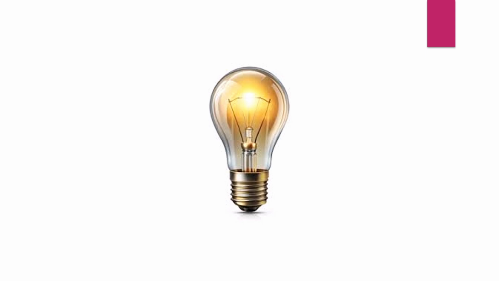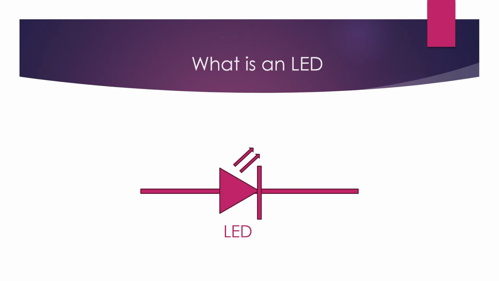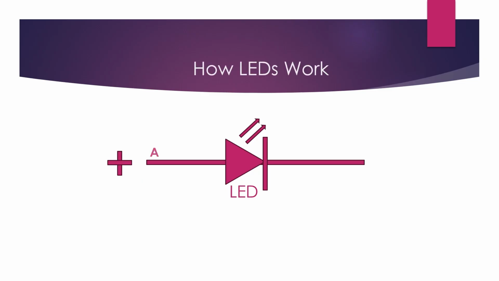Unlike a regular bulb, LEDs don't have filaments and don't generate much heat. They are energy efficient, small, and last a long time, making them ideal for modern electronics, from indicator lights to giant display boards. LEDs are polarized components, meaning they have a positive leg named anode and a negative leg named cathode, and they only work when connected in the right direction. If you reverse the connection, the LED simply won't light up.